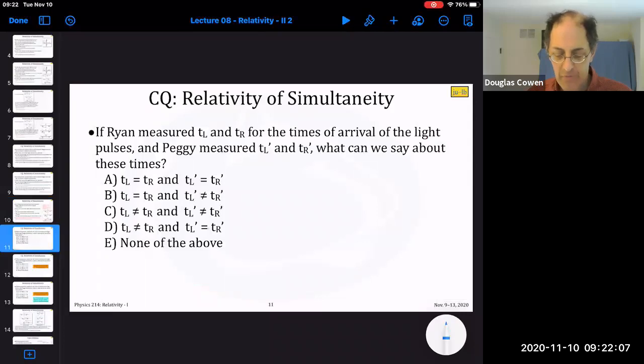And let's try to encapsulate that in this concept question. So if Ryan measures two times, TL and TR, one for the left and one for the right firecracker. And he does that by setting up some stopwatches, okay? So he has two stopwatches and he starts them going at the same time. And then he waits for the train to go by. And then as soon as the light arrives at his eyes from the left and from the right, he stops the left and right stopwatches. And he looks at those times, and those are TL and TR. Peggy does the same. These are labeled TL prime and TR prime because she's in the S prime frame. So what can we say about these two times? How are they related to one another?